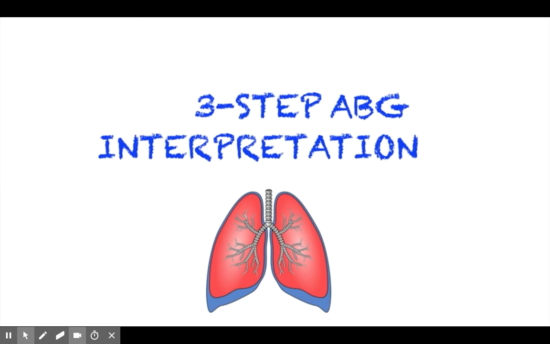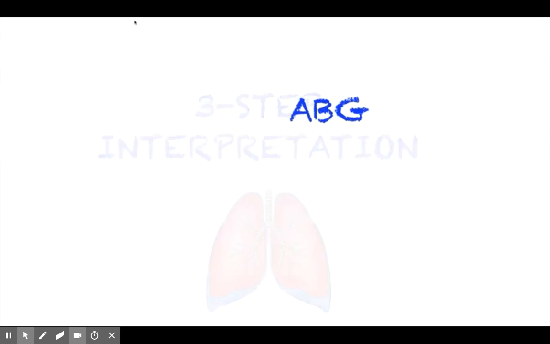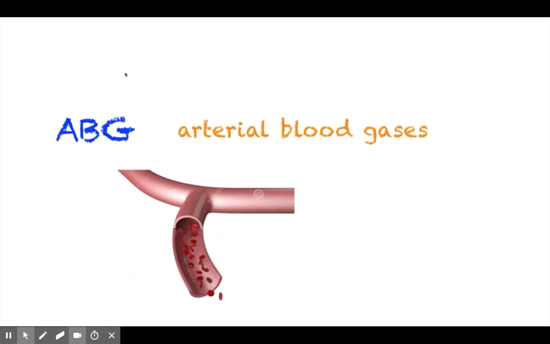But before we dive into the actual steps, let us talk about basic concepts that you need to know for this lecture. Starting with, what is ABG? ABG stands for arterial blood gases. Arterial blood gases are simply the measurements of the acidity or alkalinity of the arterial circulation. It also measures gases such as oxygen and carbon dioxide.